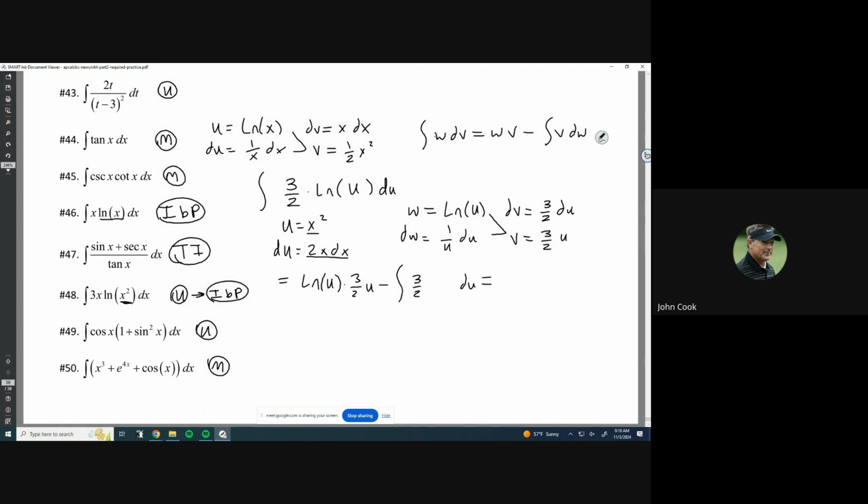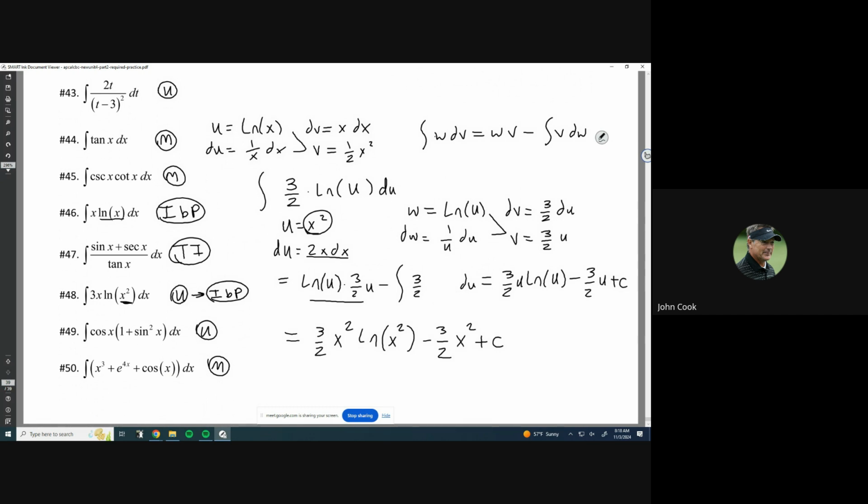Let's clean up this first part here. Let's make it 3/2 u natural log of u, and then minus the antiderivative of 3/2 du, which would be 3/2 u, and then plus our constant c. Okay, and then let's go ahead and plug back in. So u is x squared, so we just replace all that stuff: 3/2 u, which is x squared, times the natural log of u, which is x squared, minus 3/2 u, x squared, plus our constant c. Okay, so there's all of it.